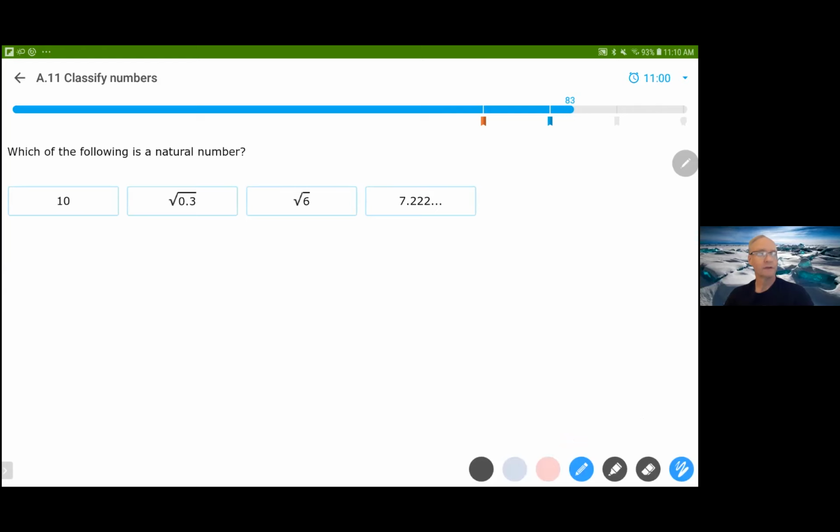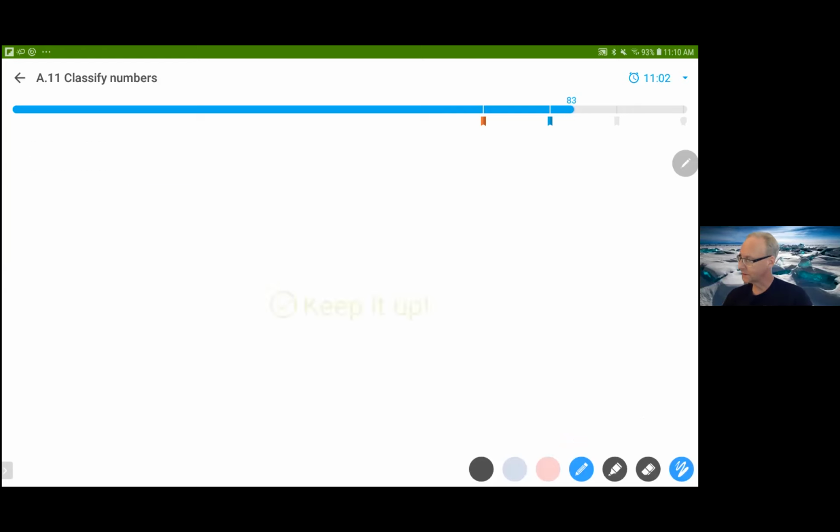Which of the following is a natural number? We can count to 10. Is not, no, it's not. It's rational, but it's not an integer.